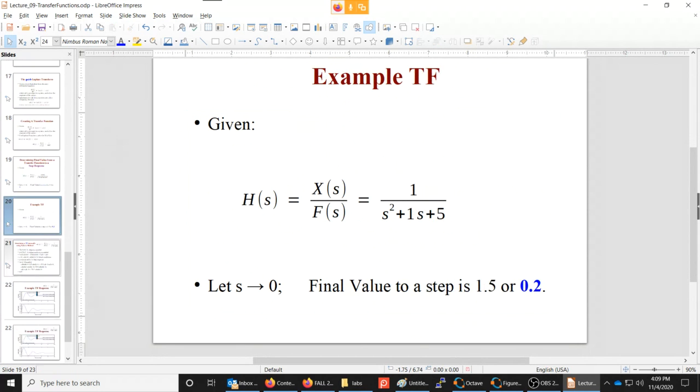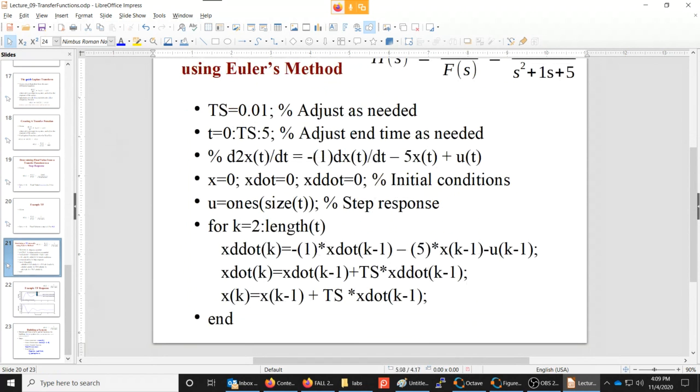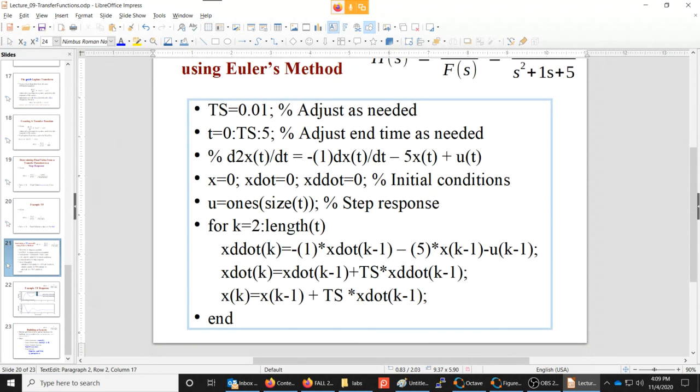All right, so if you want to integrate this, just like we've always been doing, you set your time step, you build your t vector, and you initialize your values. And then here, because we're going to have a forcing function, you're going to have your forcing function. So this is a step response of unity. So it's just one forever.